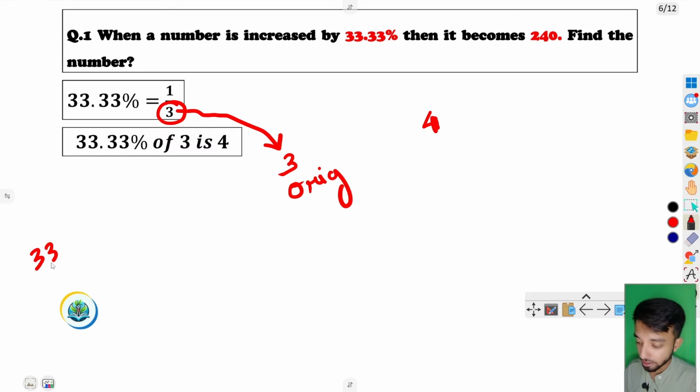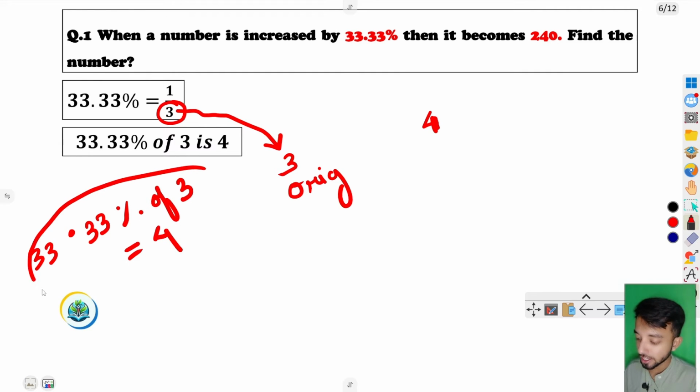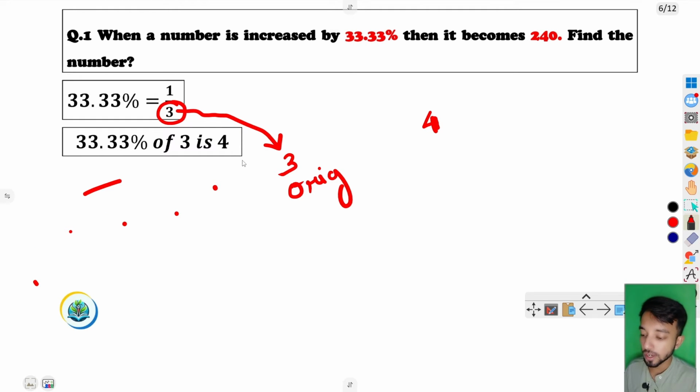That means 33.33% of 3 is always equal to 4. Now we will think about how we got 4. Very simple. How we got 4, I'll explain now. For getting the value, you simply need to add the denominator and the numerator. That is your 3 plus 1. We will get 4. This way we got the value of 4, that is the new number.